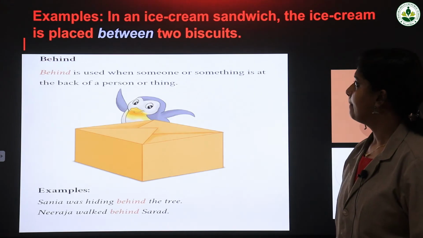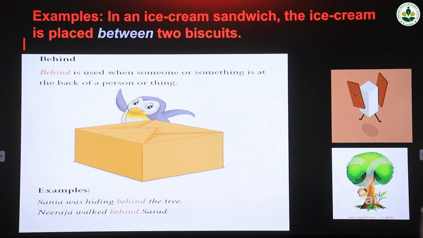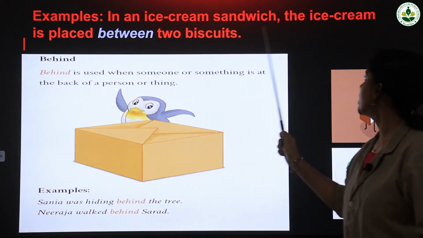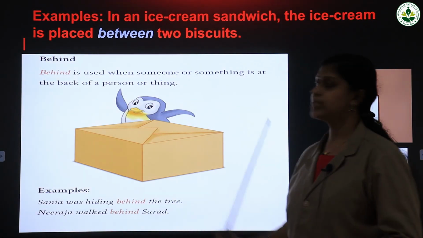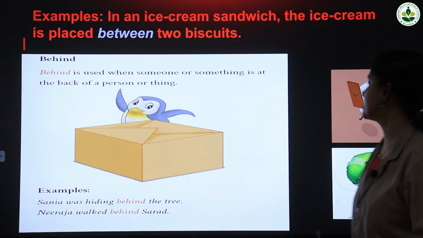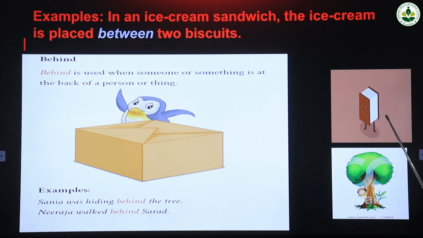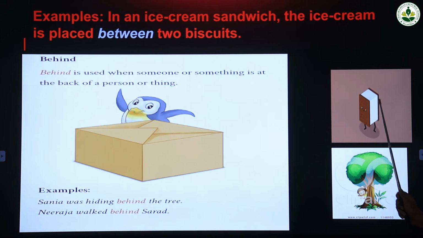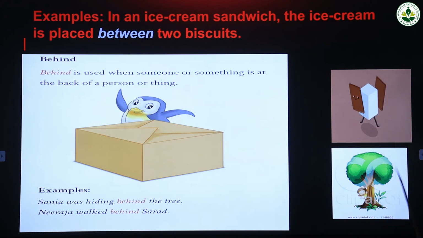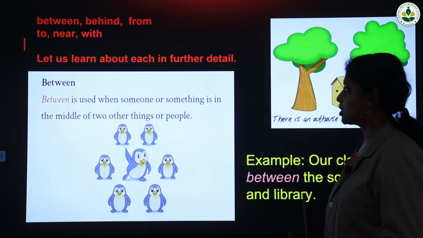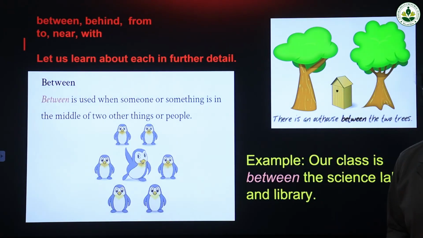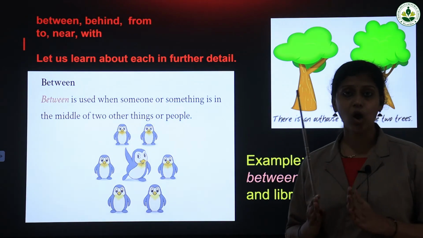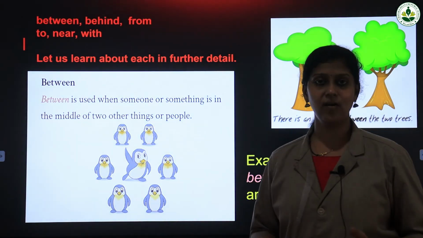Okay, next example. In an ice cream sandwich, the ice cream is placed between two biscuits. Look at this picture. Here you can see the picture of an ice cream sandwich. The ice cream is placed between two biscuits. So the preposition between is used when someone or something is in the middle of two other things or people.